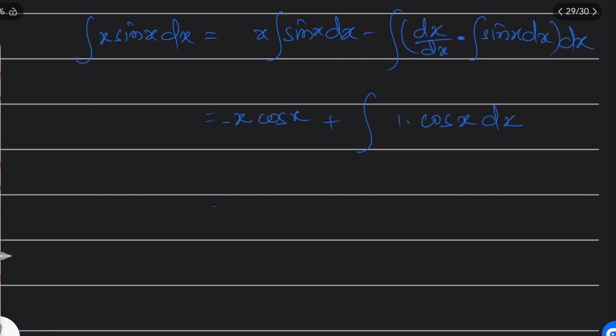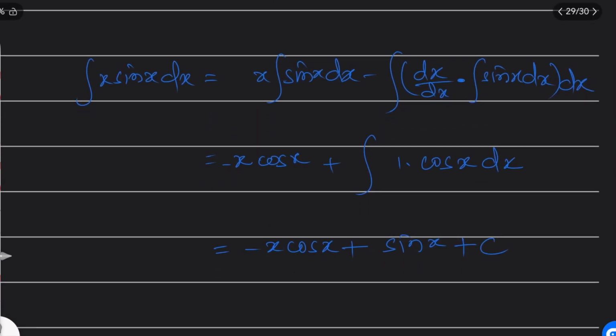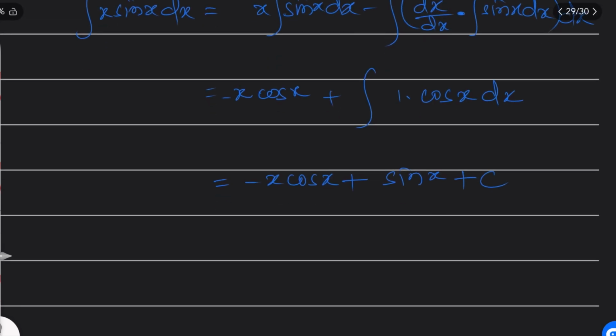What is the answer now, sir? Now the answer is very easy: minus x cos x plus the integration of cos x, which is sin x, and a constant c you will have to give at the end. This is the process to integrate when two functions are in the form of multiplication. Got it? Hope you understood it, right?